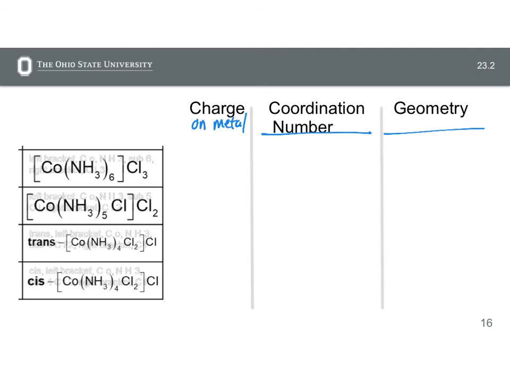So the coordination number, again, is just the number of atoms that are bonded to the central metal atom. In our cobalt complex with 6 ammonia bonded to the cobalt, our coordination number will be 6. There's 6 total nitrogens bonded to that central cobalt atom. And because of that, the geometry is going to be octahedral.